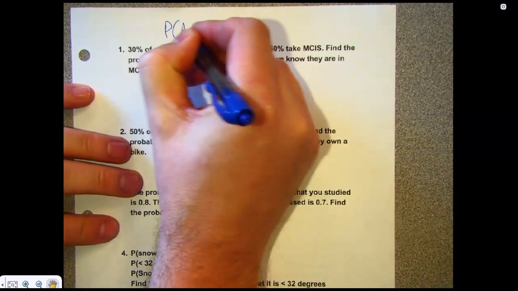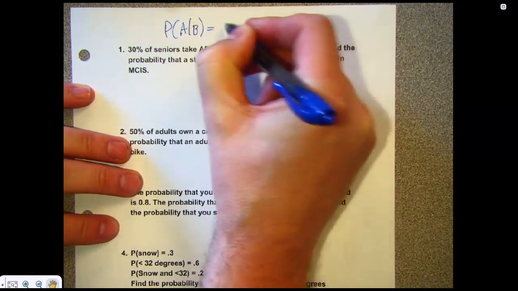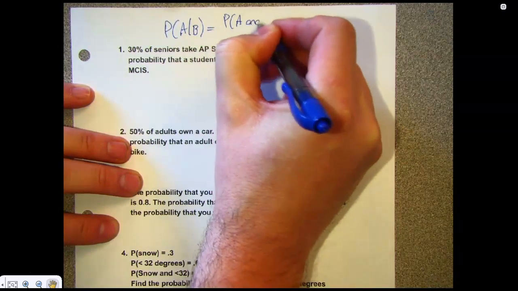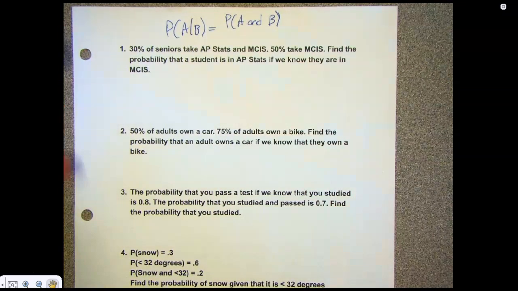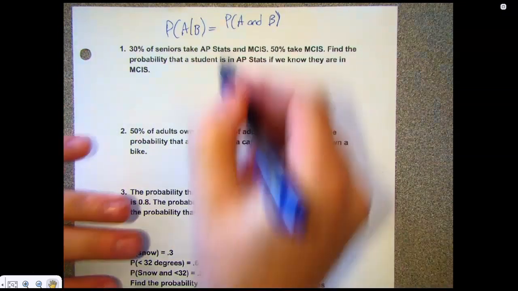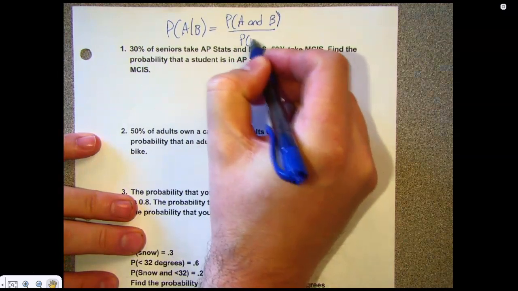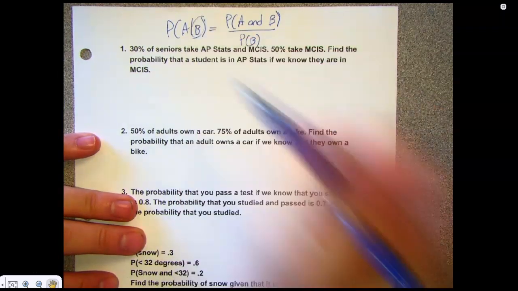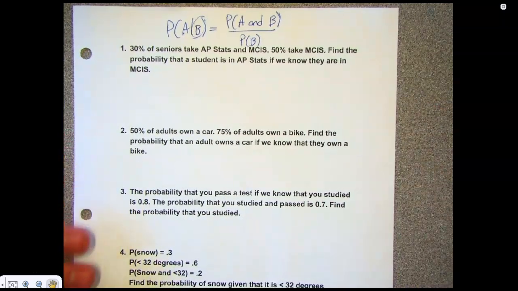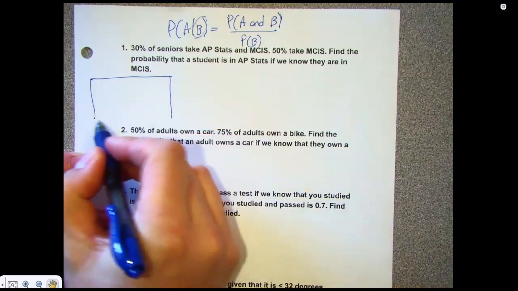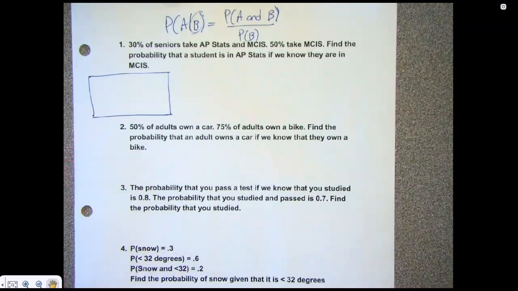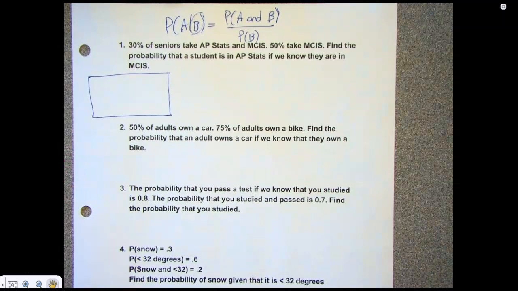So your general formula is the probability of A given B is the probability of both. Where would that be in the Venn diagram? That's like the overlap part in the middle, right? Divided by the probability of B, which is the thing we know is true. So if I look at number 1, I'm going to do it the Venn diagram way. Which is a little weird because you don't have all the information. But we can still do it. And then I'm going to show you how the formula matches up.